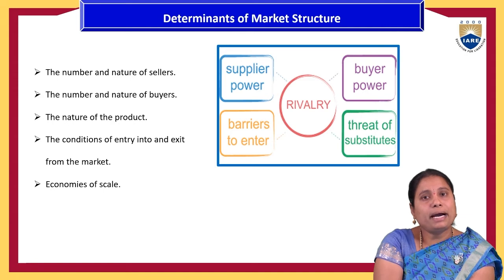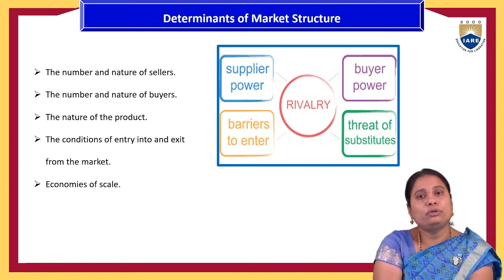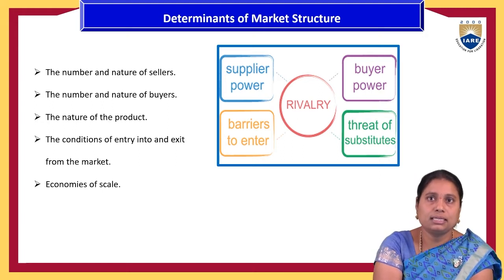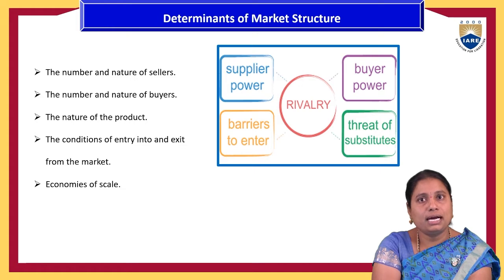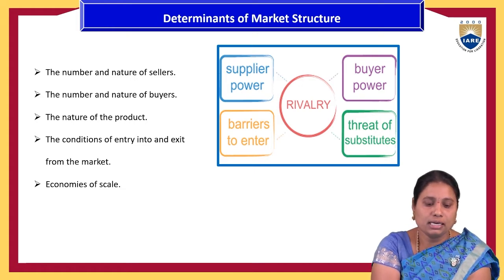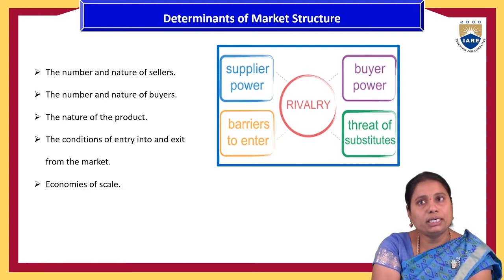Then, if we see, market structure means the producer has to determine certain elements, that is the number and nature of the sellers, as well as the number and nature of the buyers, as well as the nature of the product, and conditions of entry and exit into the market, and economies of scale. Everything has to be determined by the producer under the concept of market structure.